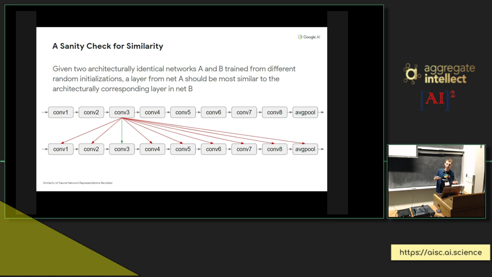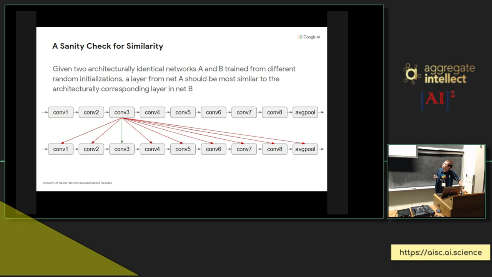One thing that we feel is maybe the minimal thing you can ask for a similarity index used to compare neural network representations is this: if we have two neural networks that are architecturally identical, but trained from different random initializations, we want to take a layer from one network and measure its similarity with all the layers of the other network, and we want the most similar layer to be the layer that actually corresponds architecturally. So in this example, if we take the third convolutional layer of a neural network, we want it to be more similar to the third convolutional layer of another neural network trained from a different random initialization than to any of the other layers of that network.